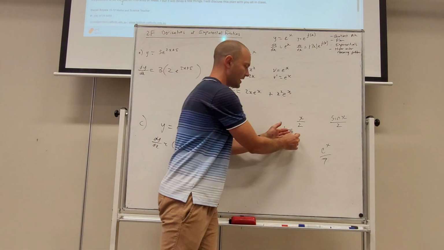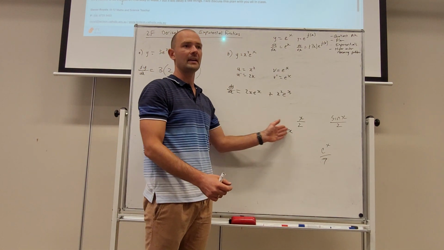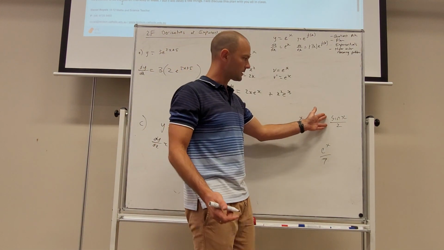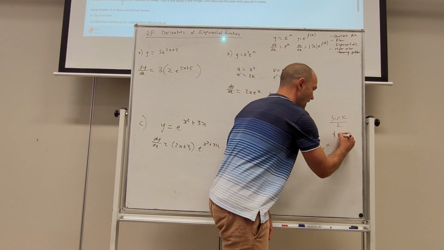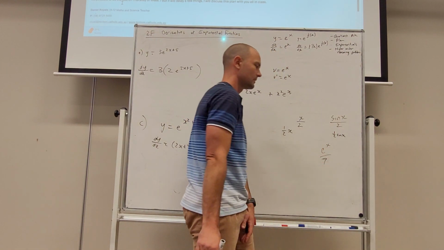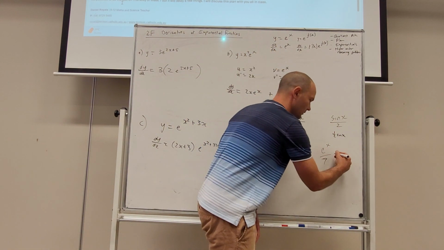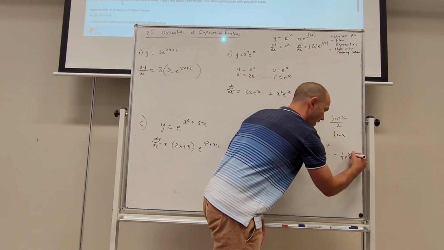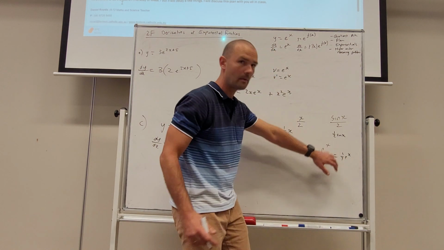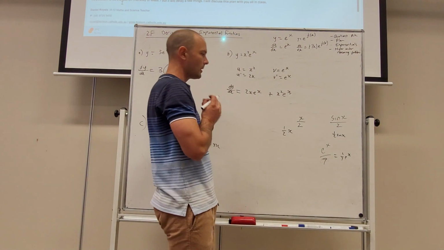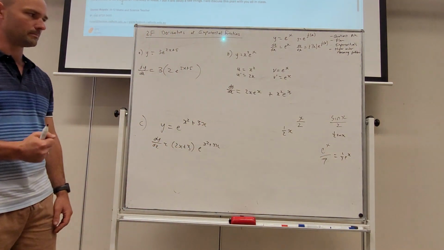It is kx, because the derivative of kx is k. If it's sine x on 2, no, it's not, it's half times sine of x. E to the x on 7, no, it's not, it's 1 on 7 times e to the x. It's always a number out the front. We just treat it as a number, and that makes the differentiation much easier.